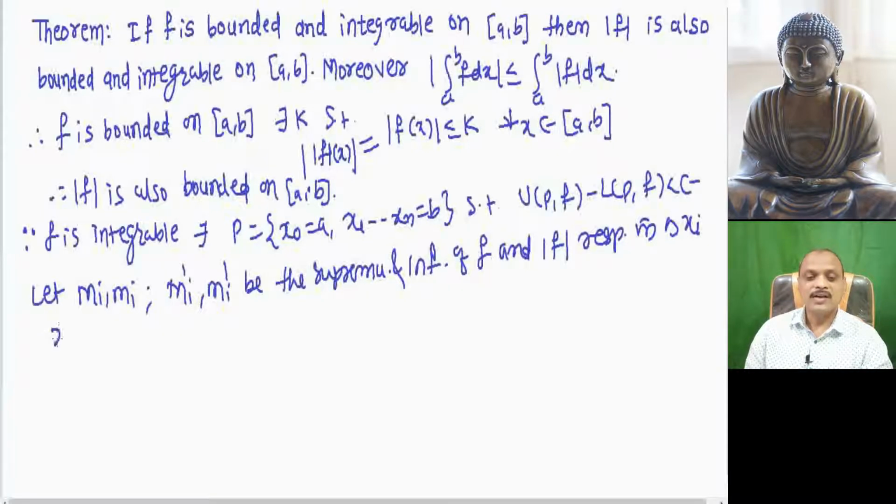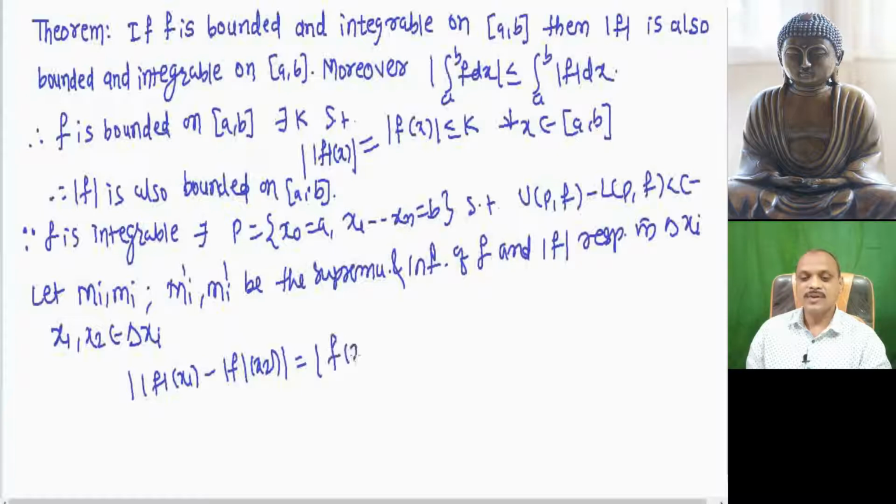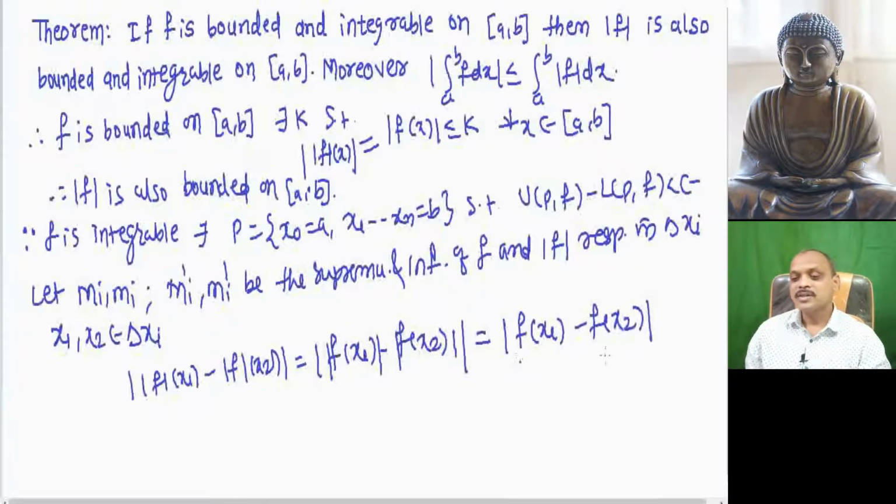Therefore, for any two points x1, x2 belonging to this delta xi, mod f of x1 minus mod f of x2 is nothing but mod of f of x1 minus f of x2. Let us take one more step. This is a modulus value, but as it is in the modulus, this is the same as mod of f of x1 minus f of x2. But we know that this is less than capital Mi minus small mi.